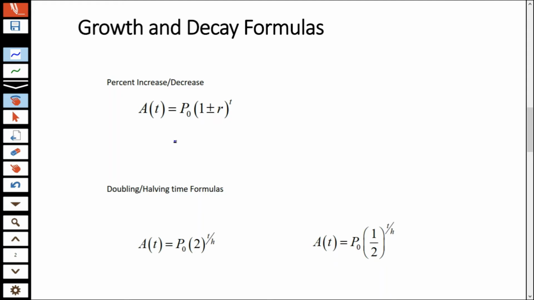So, to review, there's a couple different formulas we should know. The first formula I have here comes from basically simple interest. It's about percent increases and percent decreases. So A of t, the amount after a time t, is equal to P sub 0. P sub 0 is always our starting amount in all of these problems.